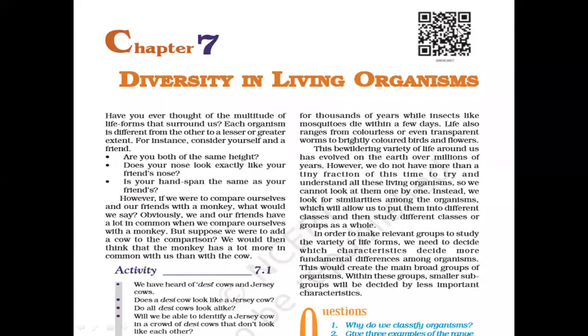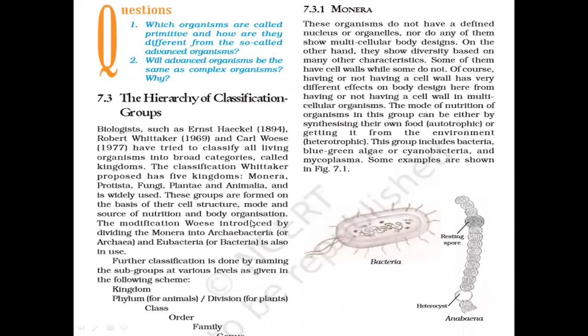Hello students, let us continue to study the chapter on diversity in living organisms. In the previous classes, we have learned how the different living forms are diverse in nature, and we have a multitude of life forms which vary in size, color, and the number of years they live. Then we also saw the hierarchy of classification, and how they have been classified into different groups.